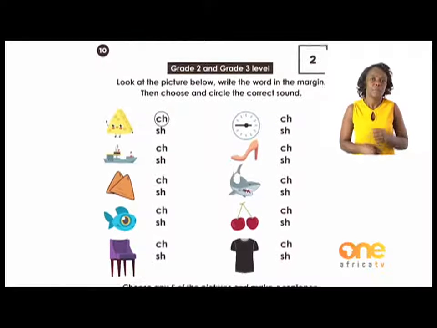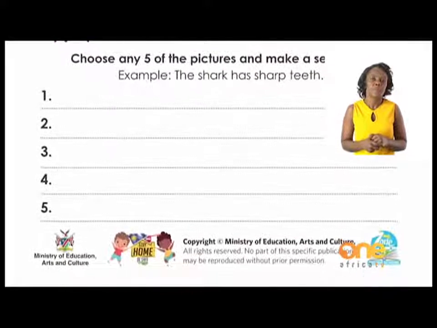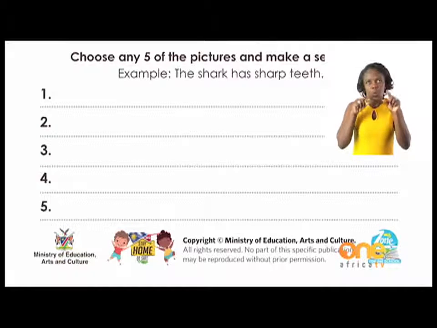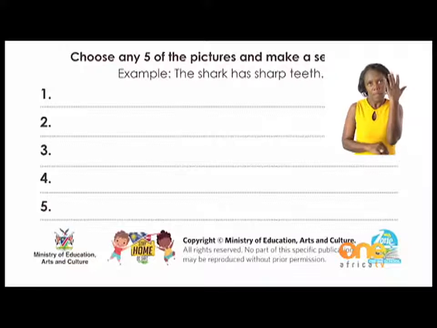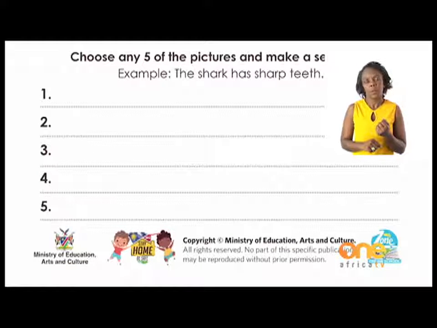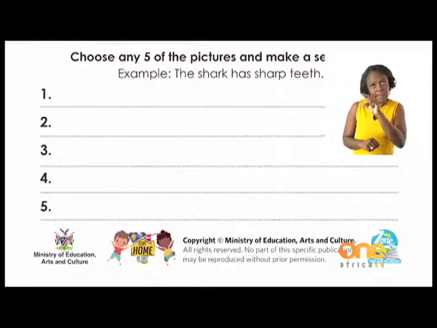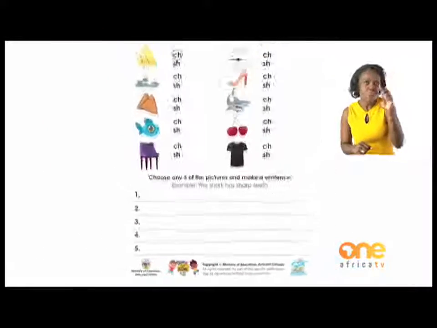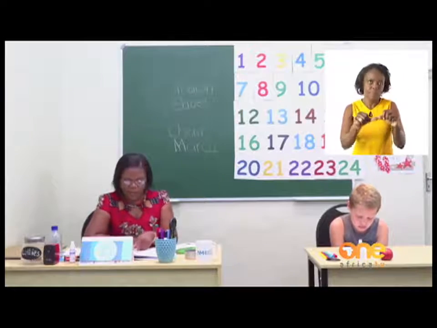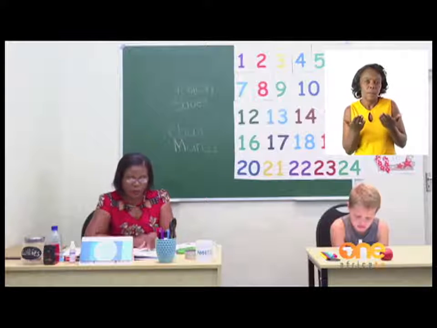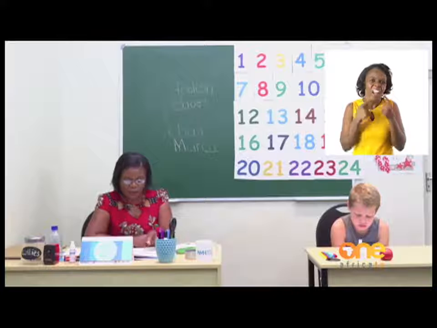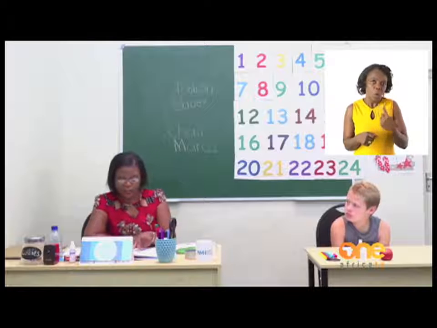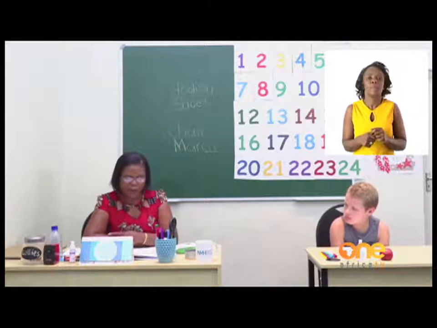Let's go down to the next exercise, just below. Now you have to choose any 5 of the given pictures which are on top there. You choose 5 of them and come up with your own sentence, using the words on the pictures. For example, we have a shark there on the pictures, so I have chosen a shark. And then I construct my own sentence: the shark has sharp teeth.